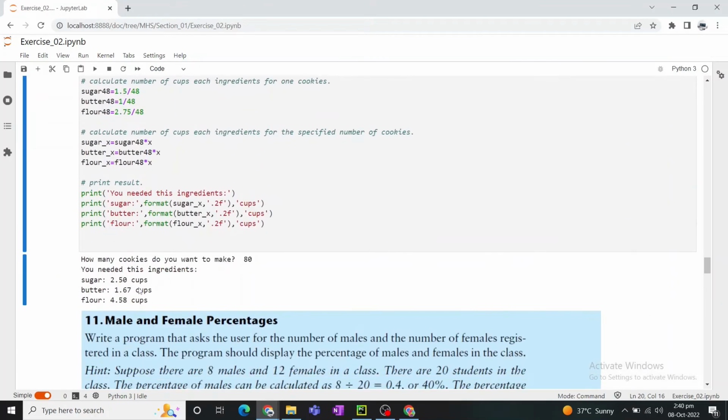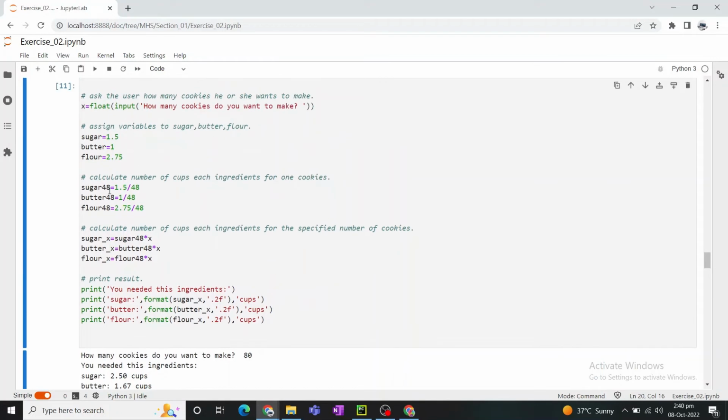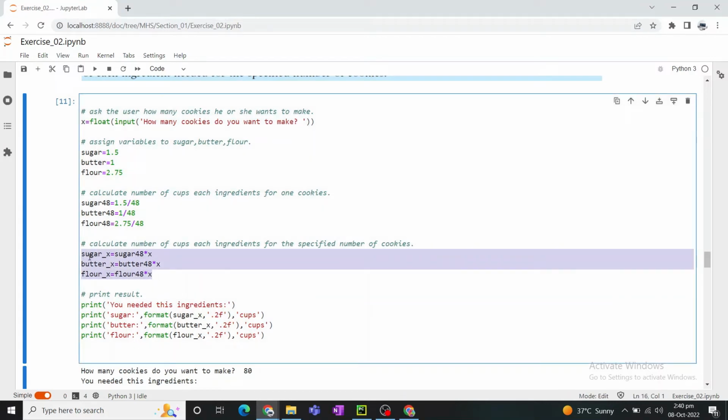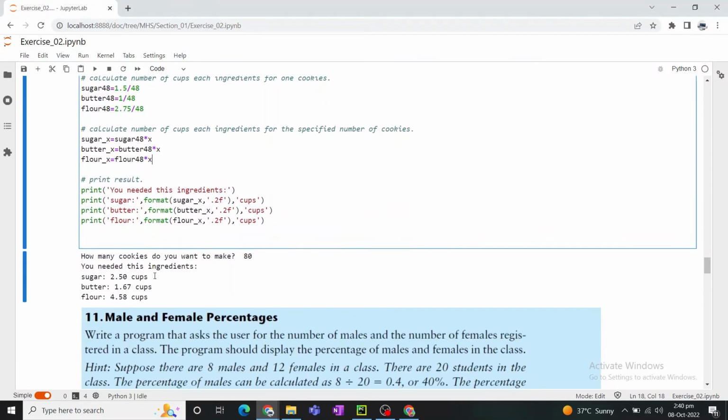So we can see how we have assigned the sugar ingredients by dividing by the total of 48 cookies, and we have obtained each cookie's ingredients over here, and then we have multiplied by the number that we have assigned in variable x. So this is how we can solve this problem.